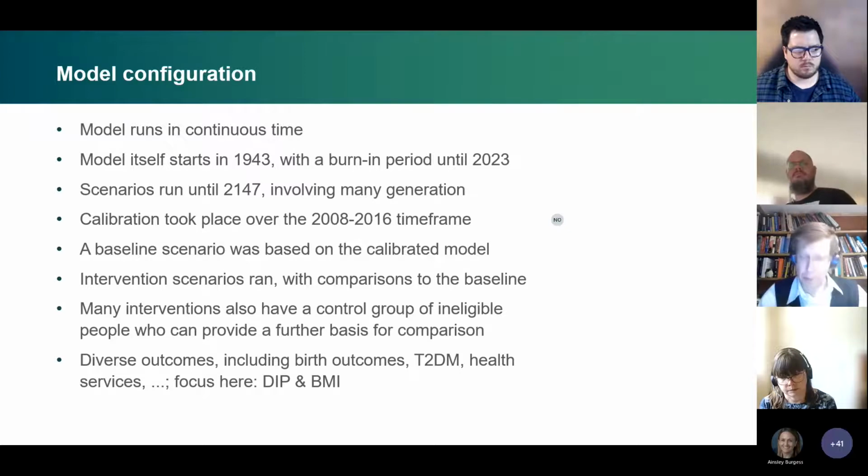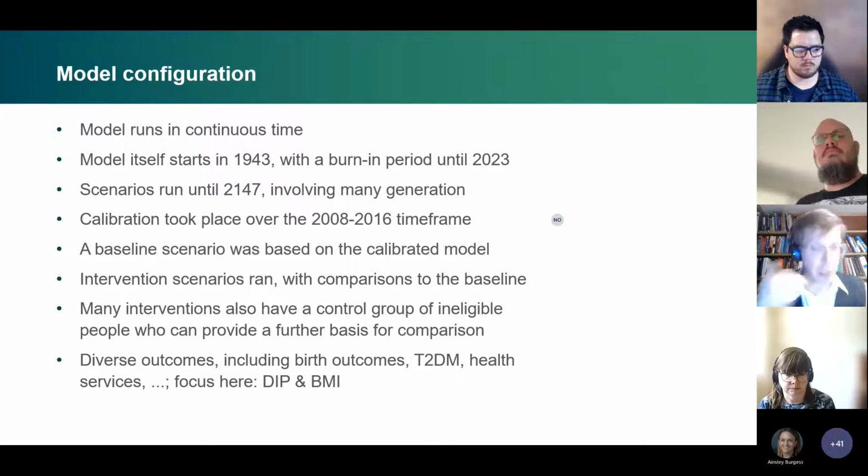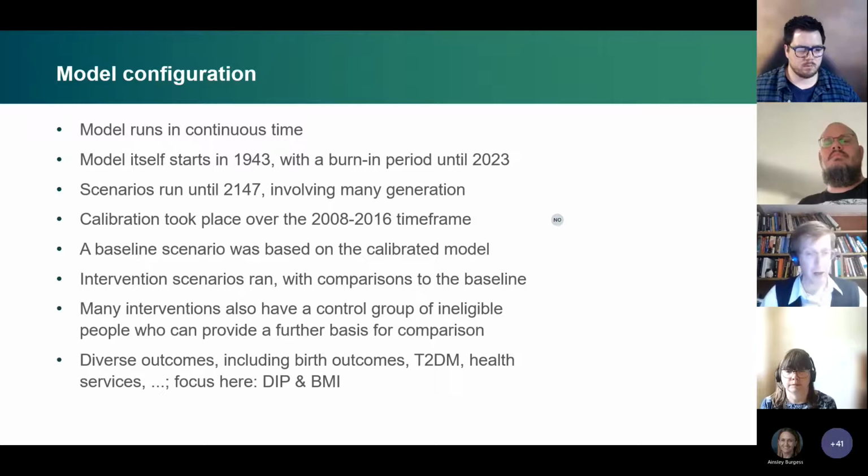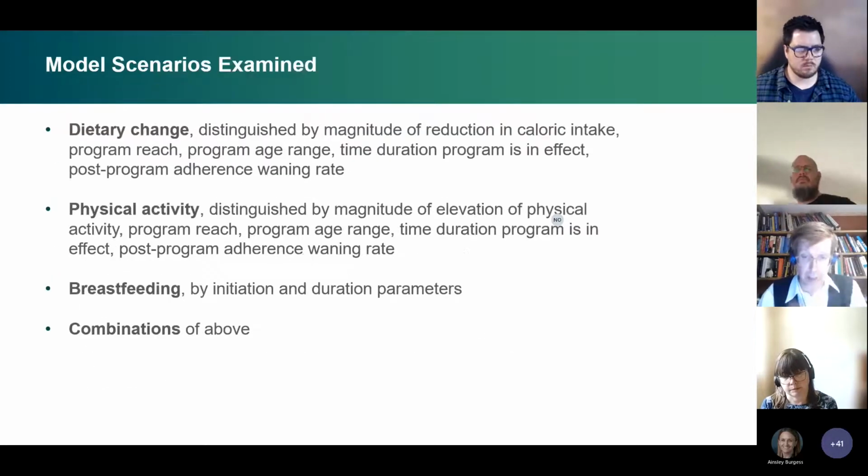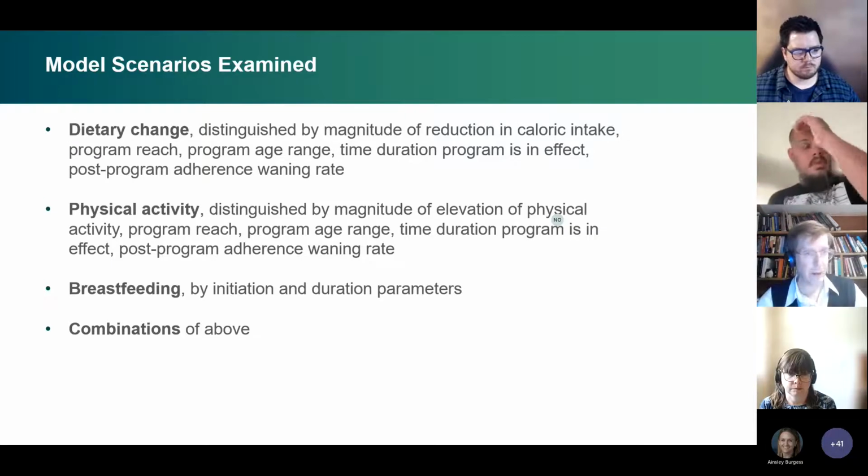There were diverse outcomes created by this model outside the scope of this presentation, things like particular birth outcomes, NICU needs, type 2 diabetes, health service demand. Our focus here is really on diabetes and BMI as outcomes. And we're interested in those next generation effects, as well as the effects within a given mother.